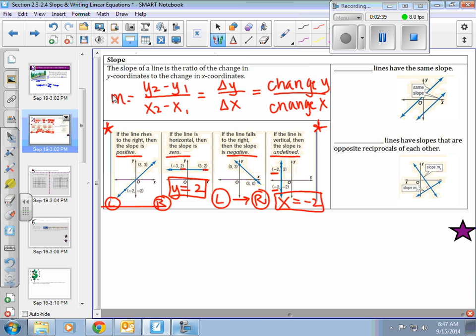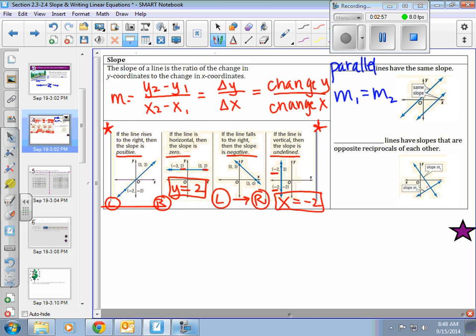Some other important facts: lines that have the same slope. If you look at these two lines, you can tell that they are parallel. They will never touch, and that means the slopes are the same. So what we say is the slope of the first line is equal to the slope of the second line.